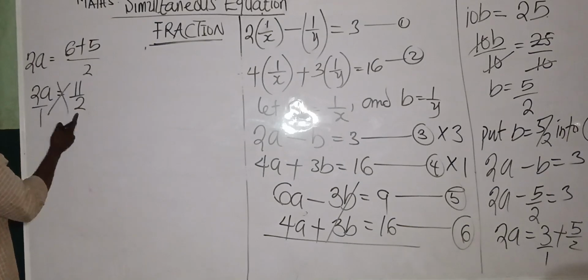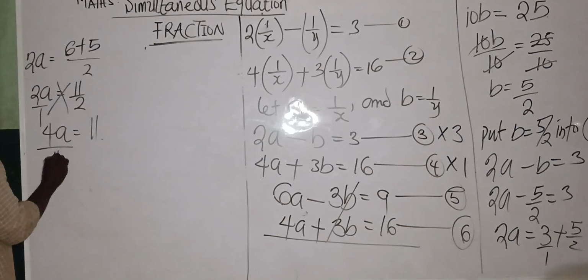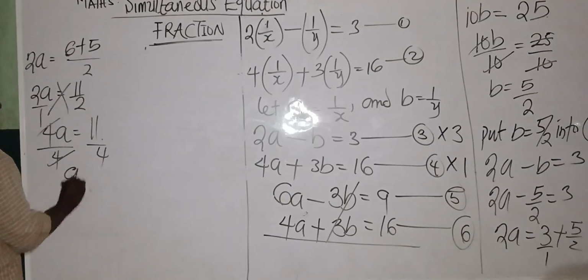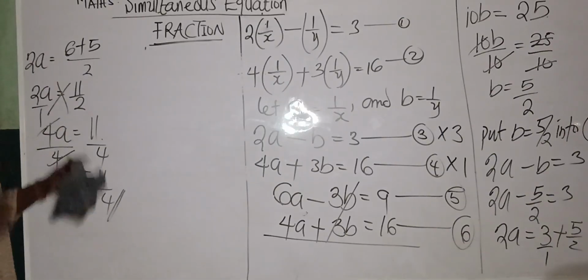So 2a will give me 11 over 2. So cross multiply here. This will give us 4a equals 11. Divide here by 4, divide here by 4. This takes care of this. So this cannot divide. Leave it as 11 over 4 because they cannot divide. Now, this is our final answer.